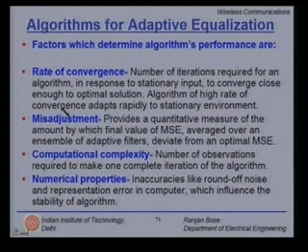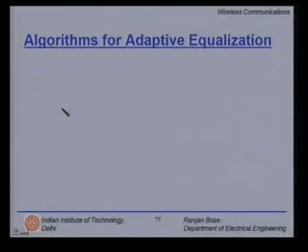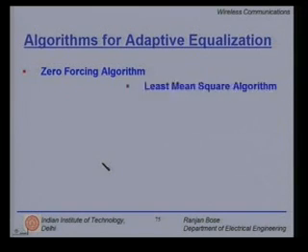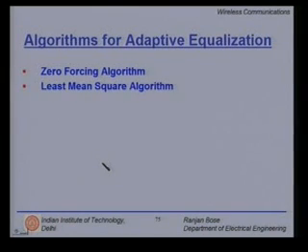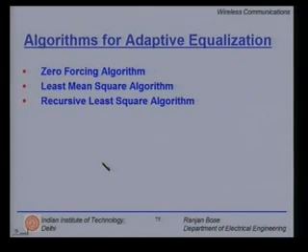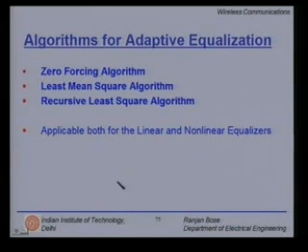Now, let us briefly talk about the important algorithms. The 3 most popular ones are the zero forcing algorithm, the least mean square algorithm or the LMS, and the recursive least square or RLS algorithm. Please note these are applicable both for the linear and the nonlinear equalizers.